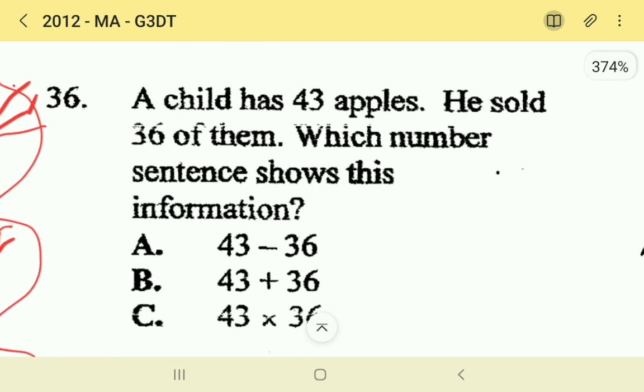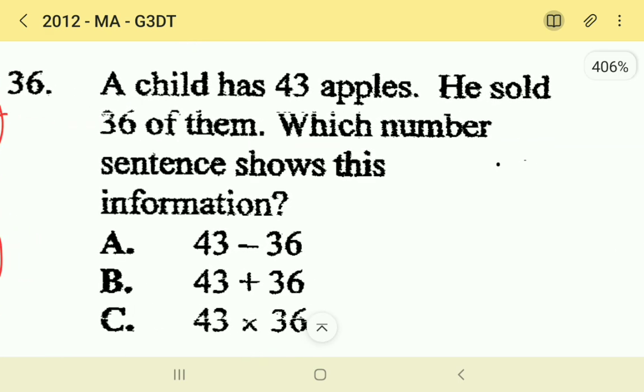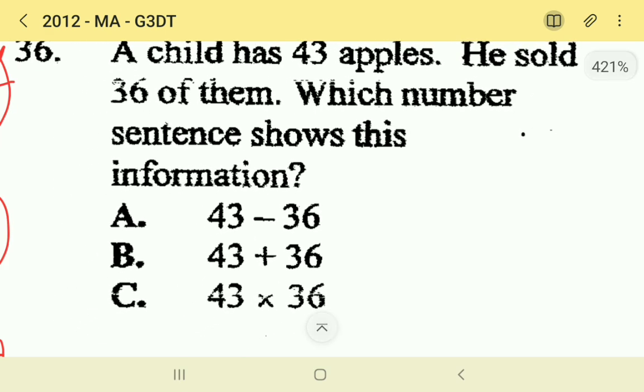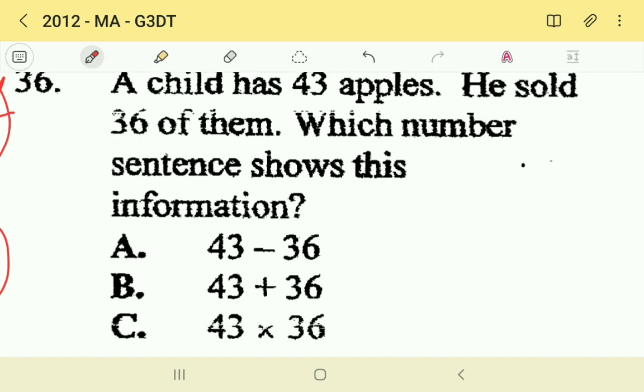Boys, read for me. Louder so I can hear you. Good job. Let's go together now. A child has 43 apples. He sold 36 of them. Which number sentence shows this information? So if he has 43 and he's selling, then he's giving away. He's going to have less. So some subtraction is happening. So the answer is at A, 43 minus 36.